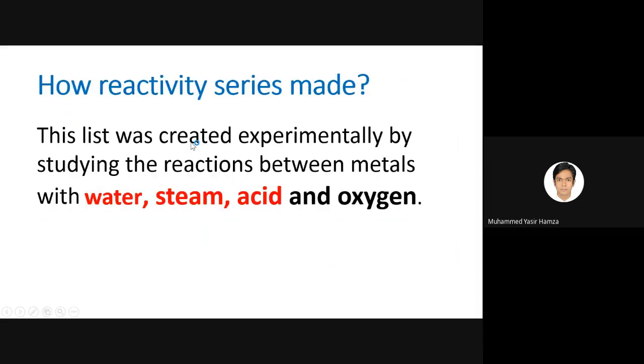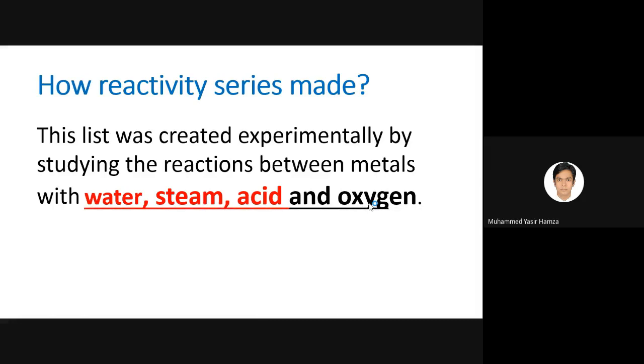Okay, so how was the reactivity series made? This list was created experimentally by studying the reactions of metals with water, steam, acid, and oxygen. As I have already discussed, metals form positive ions by donating electrons. So is it that easy to experiment on how reactive the metals are? Can you think of that?